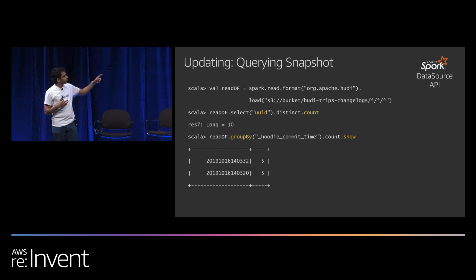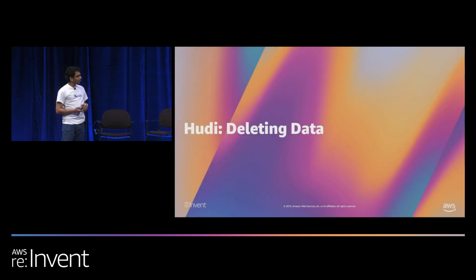And then if you group all these records by the commit time, so this is the per record metadata that shows when a particular record was changed, you can see that they're evenly split across the two commits that you made. So you inserted 10 and you updated 5 of them. So you get 5 for both the commits.